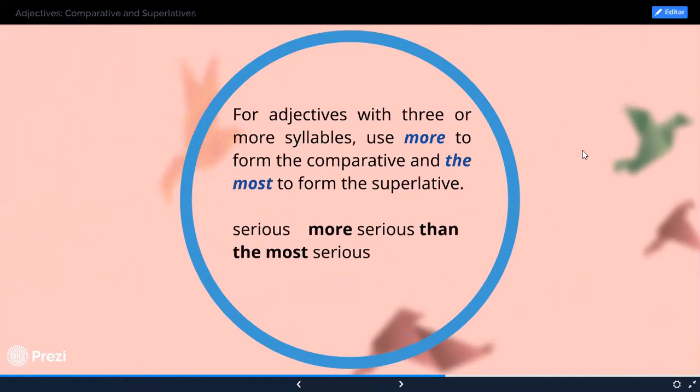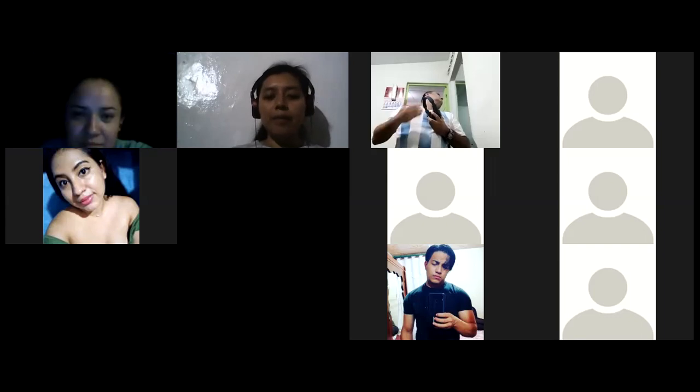For adjectives with three or more syllables, use more to form the comparative and the most. Okay, thank you. So here we have, for adjectives with three or more syllables, we're going to use more to form the comparative, okay? And the most for the superlative. So if I go back to the examples that we have here, you can see popular, three syllables. Expensive, three syllables. Intelligent, four syllables.